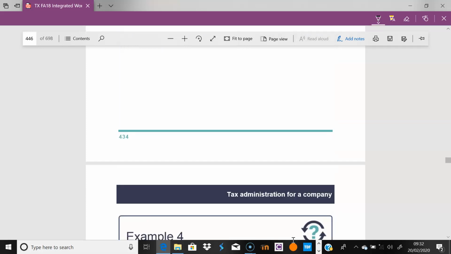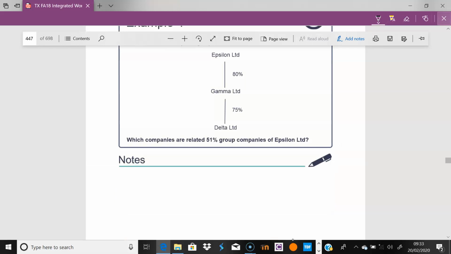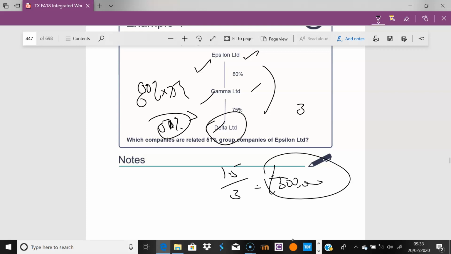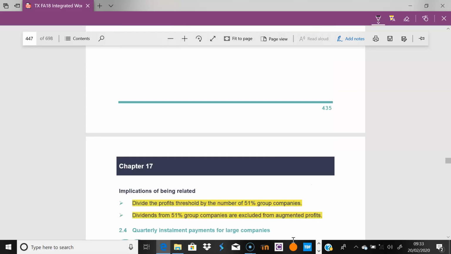And just coming up to the 10-minute mark, I think I can do this one as well. So what are we talking about here? Epsilon is related to gamma, and epsilon is also related to delta. So we have 3 companies here, because 80% times 75%, and I'm sure without even doing it, is greater than 51%. So definitely all 3. So I'll take the 1.5 million and divide by 3. The threshold becomes 500,000, and that's what I work with. Cool, great.